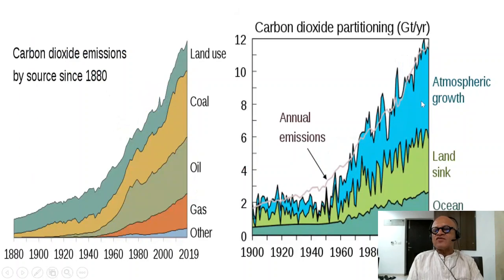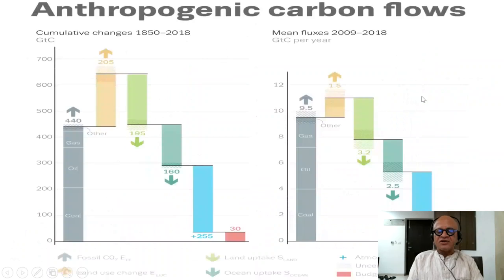And the remaining, of course, grows in the atmosphere, and there are some imbalances, as we will see in a minute, or residuals which are not closed in terms of the estimates. Here is another way to look at it: anthropogenic carbon flows. So this is again in CO2 equivalent now.